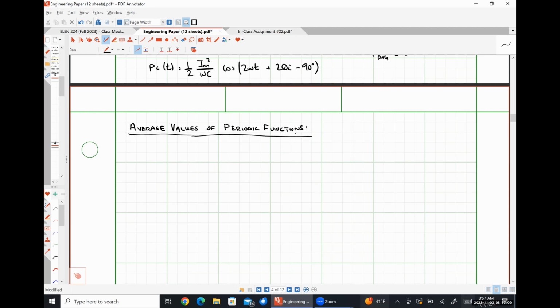So let's say that x of t is a function with period capital T. If I can define a period for this function, then quite obviously it must be a periodic function, okay?